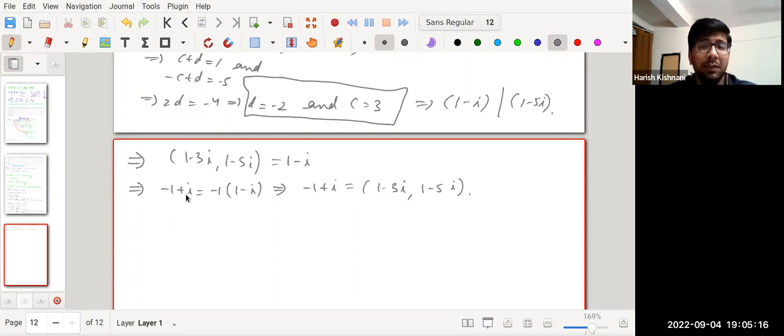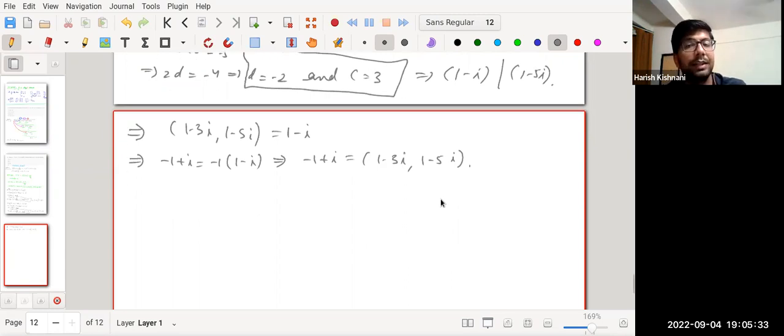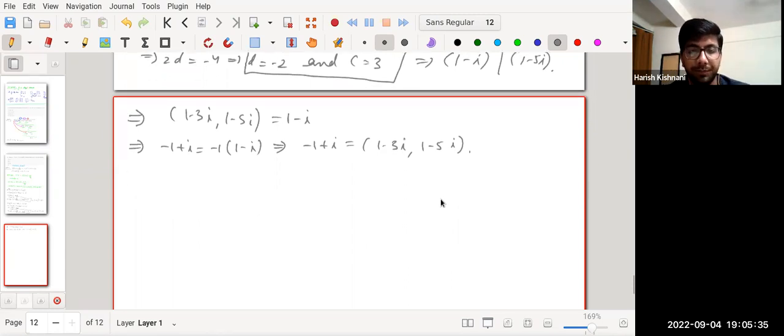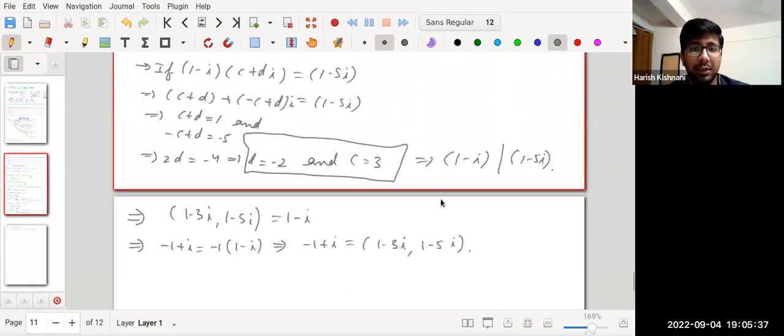You can check whether i divides these two numbers or not. But even if it divides 1 minus 3i and 1 minus 5i, it's not going to be the GCD, because its norm is smaller than the norm of minus 1 plus i. And minus 1 plus i is already dividing it. Okay, so that's it.